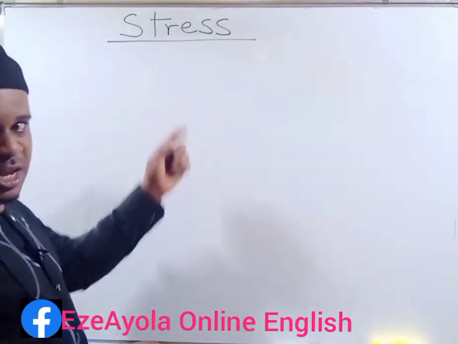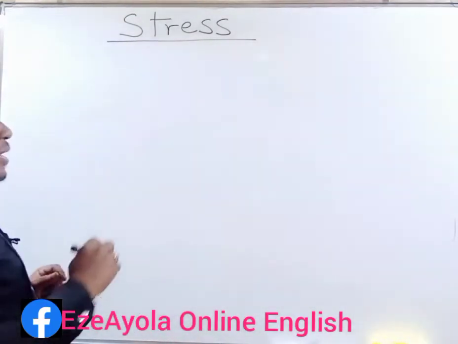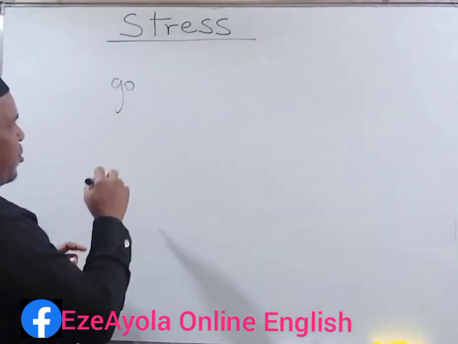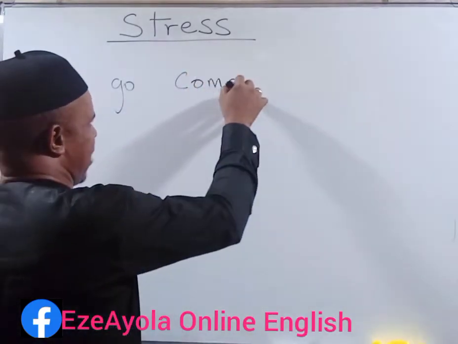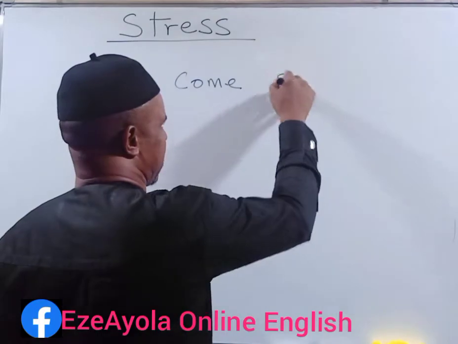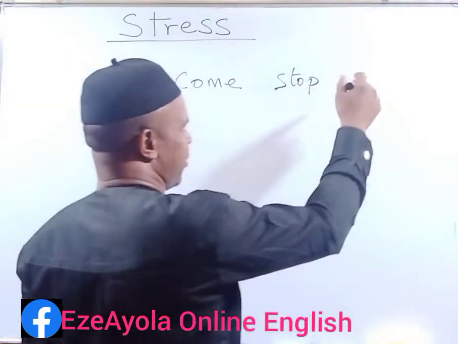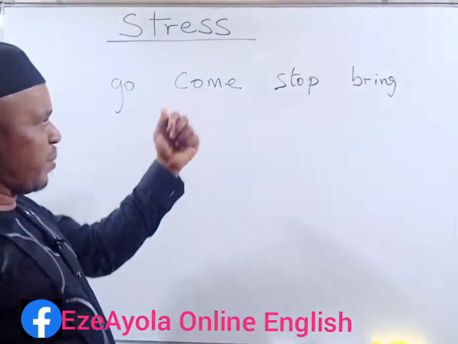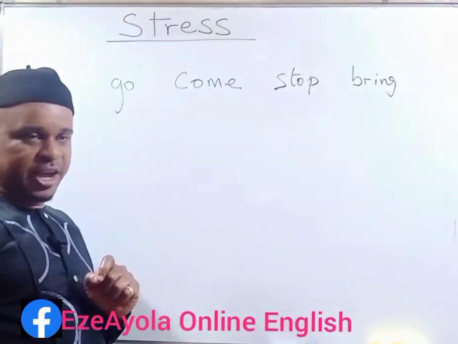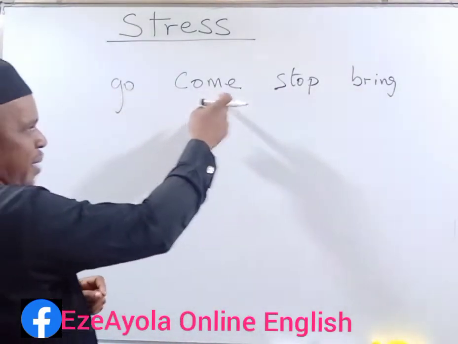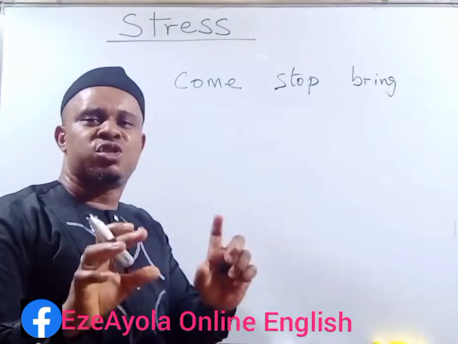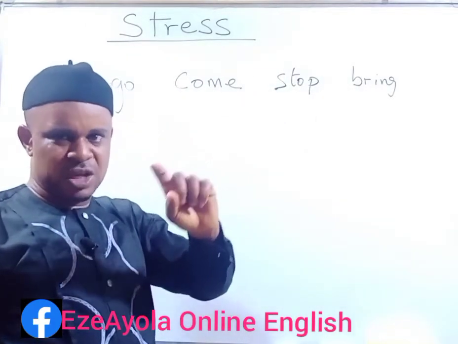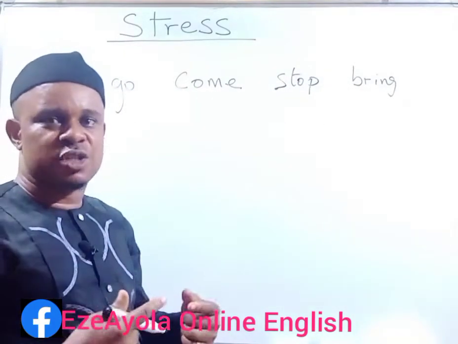But then I still have to tell you that words that are monosyllabic cannot be stressed. Example, when we have something like go, come, stop, bring, okay? These are monosyllabic words. It means that they possess only one syllable, okay? If you look at them, go, come, stop, bring, they don't need stress. They don't admit stress. You don't stress monosyllabic words. They are only stressed when they are pronounced in isolation.